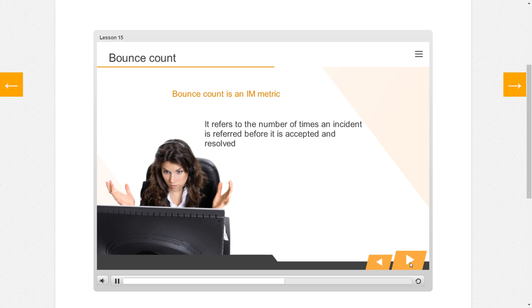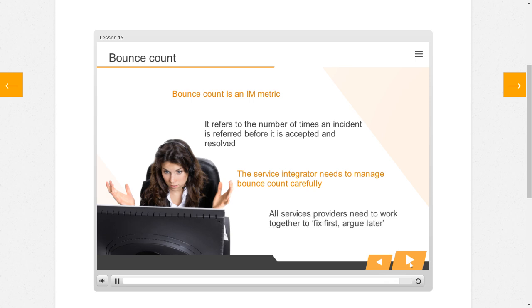In a SIAM ecosystem, the service integrator needs to manage bounce count carefully to ensure that service providers are not passing incidents between each other to try and protect their own performance statistics. The service integrator needs to build a culture where all service providers work together towards a resolution. This is often referred to as a fix first, argue later attitude.